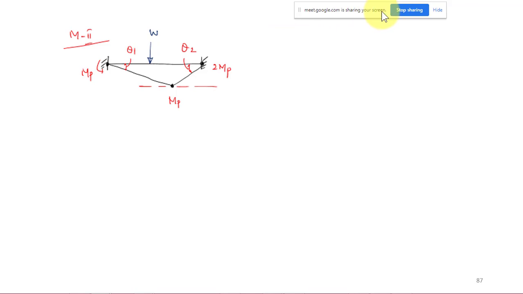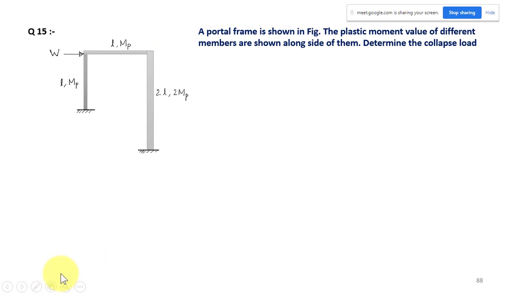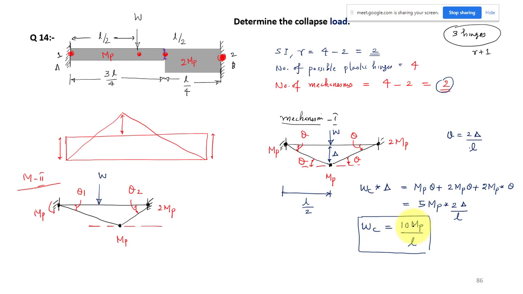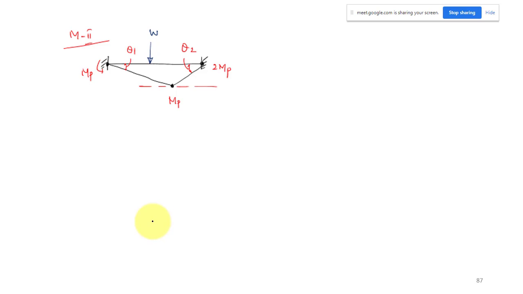This question is simple, but we may make mistakes sometimes. So we'll do that in the second mechanism. The first mechanism, I think, is clear. The collapse load is 10 times MP by L. And for the second one, what is your internal work done? Internal work done, or strain energy, is as follows. Here we have MP into theta 1, plus this will be theta 1, this will be theta 2. So MP theta 1 plus MP theta 2.